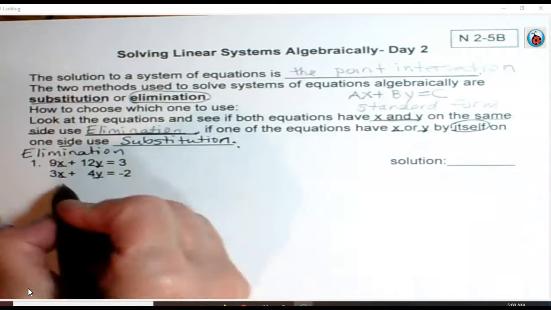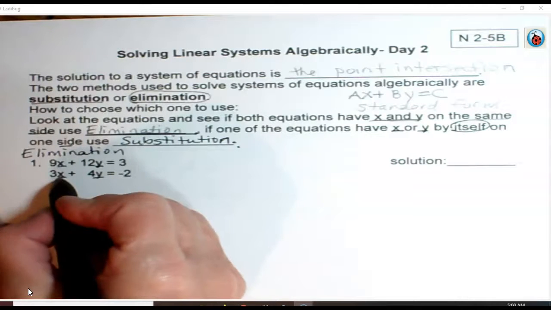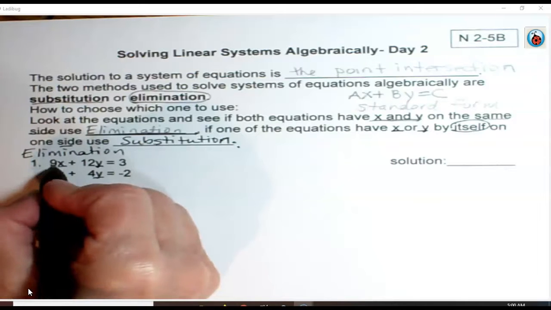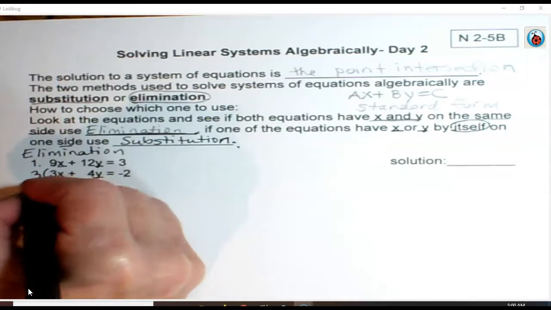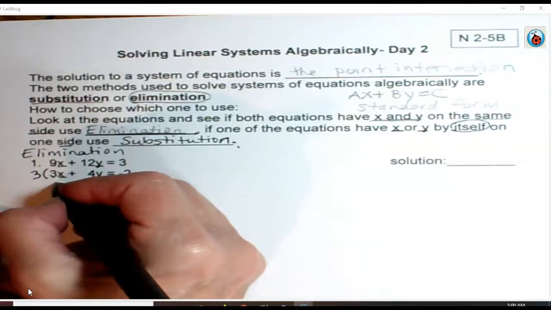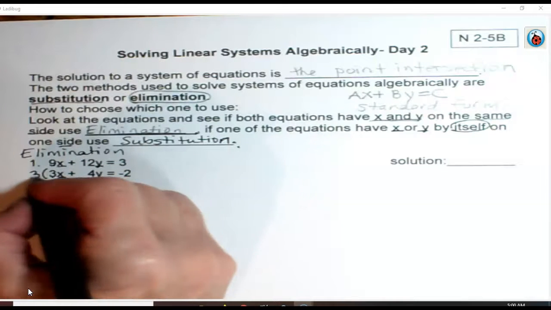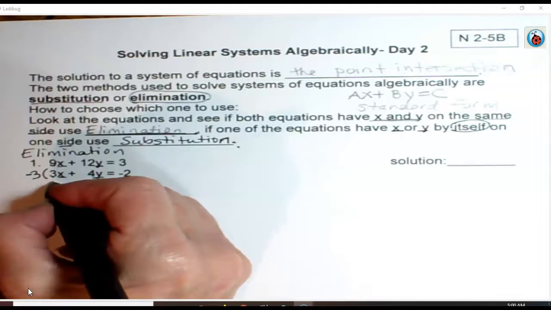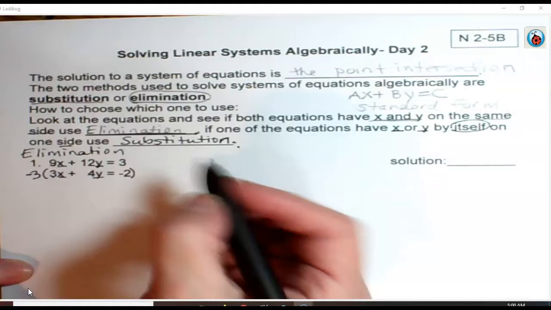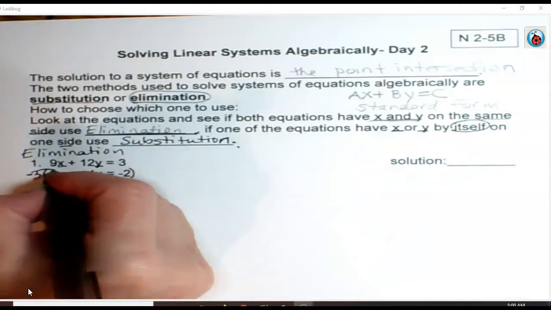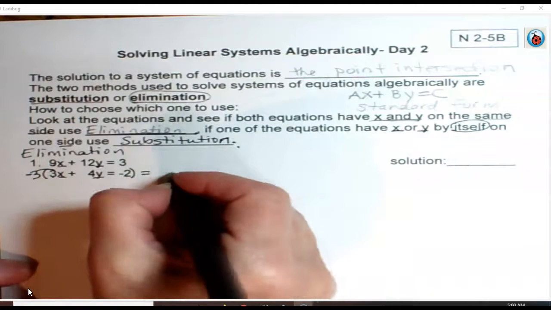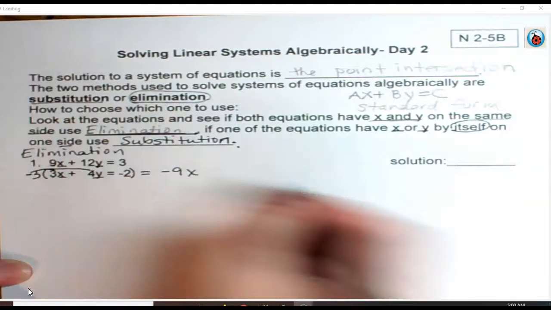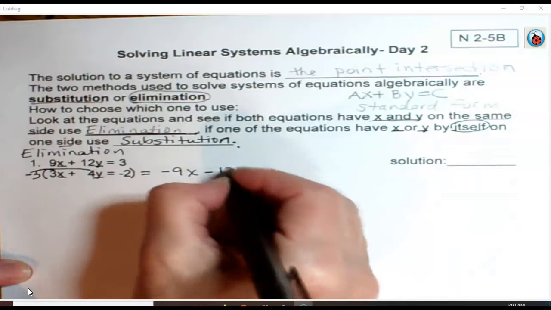All right, if I want to eliminate the variable x, I'm going to see what do I need to multiply 3 by to get a 9, and that would be a positive 3. Now, if I want to add them and have them eliminated, I would want to multiply it by the opposite. Okay, so I can get a negative 9. So I'm going to multiply this entire equation by a negative 3. So I'm going to do negative 3 times 3x, and that's going to be a negative 9x. Negative 3 times a positive 4 is a negative 12y.